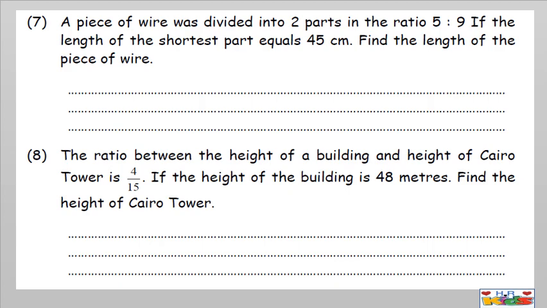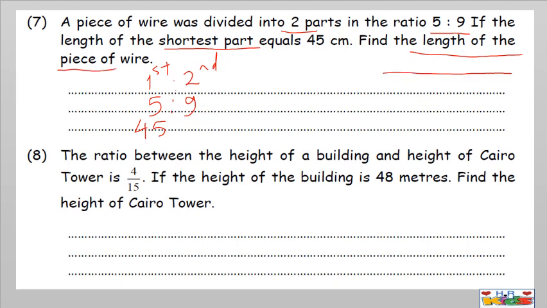Question number 7. A piece of wire was divided into two parts in the ratio 5 to 9. We don't know what the parts are, so we can name them first and second. If the length of the shortest part is 45, find the length of the piece of wire. He wants to know the length of the whole wire.